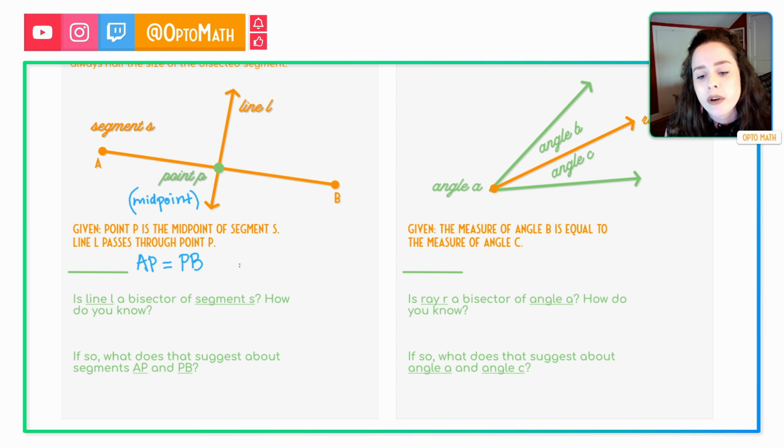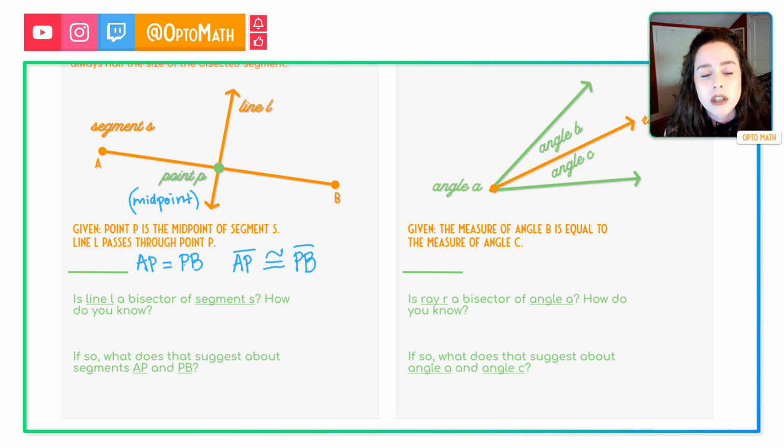Now here's some new vocab. Segment AP, so we're just declaring it. We're talking about it, not necessarily the length, but the actual segment itself. That's why we're putting the bar on top. Segment AP is congruent. Now notice I put an equal sign and then a squiggle on top. This means congruent. It's congruent to PB. That means they're exactly the same length.